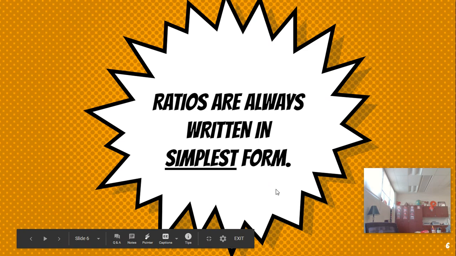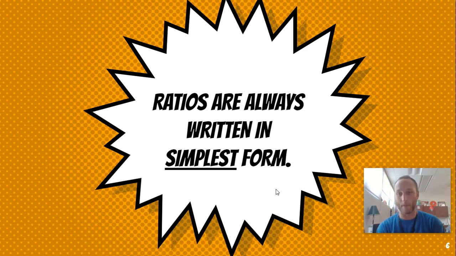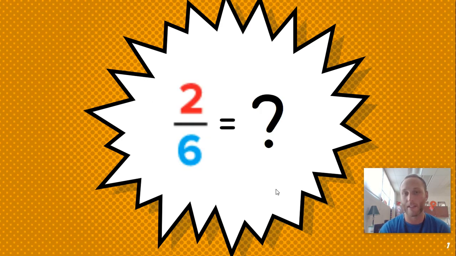Moving on. Ratios are always going to be written in simplest form, though. This is important. So when I just had that 4 to 6 example, I can break those down and divide out so I can get it simpler. So let's talk about that here. That very first one we did, 2 over 6. How can I make that fraction smaller but still make it equal to 2 over 6?